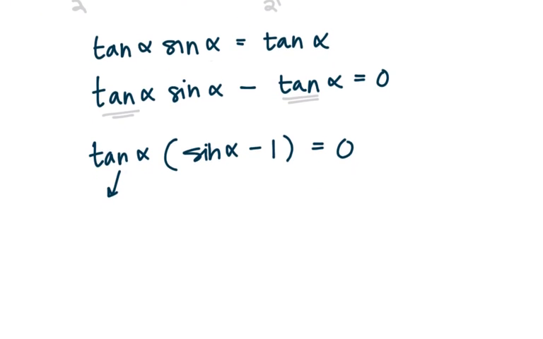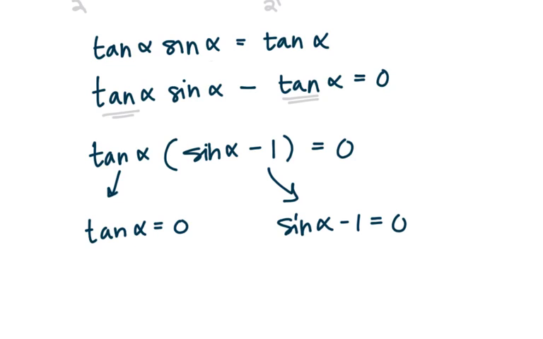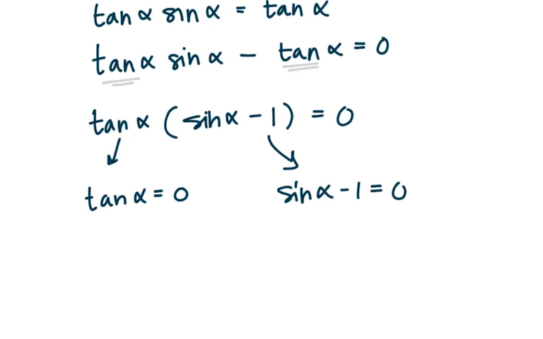From here, we say, well, tangent alpha equals 0 or sine of alpha minus 1 equals 0. So once I have two factors equal to 0, I know that each of those two factors can be set equal to 0 by my zero product principle. So I have two basic equations to solve. Where is tangent alpha equal to 0?